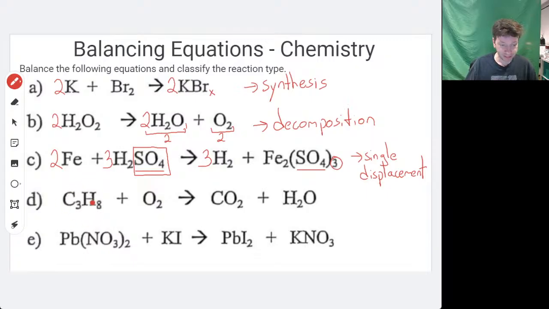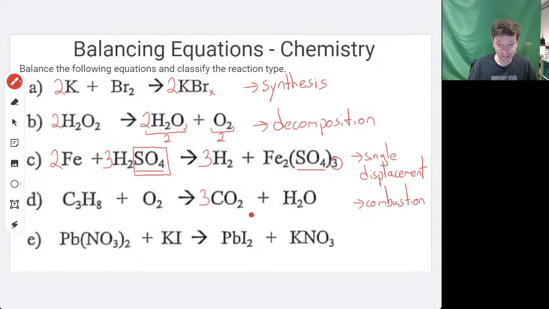So we got propane, a hydrocarbon. Anytime you take a hydrocarbon and mix it with oxygen, you know you're going to get carbon dioxide and water. I'm just going to jump ahead and say this is a combustion reaction. So let's balance it. Let's start with the carbons. We have 3 carbons here and only 1 here. So I'm going to put a 3 here.